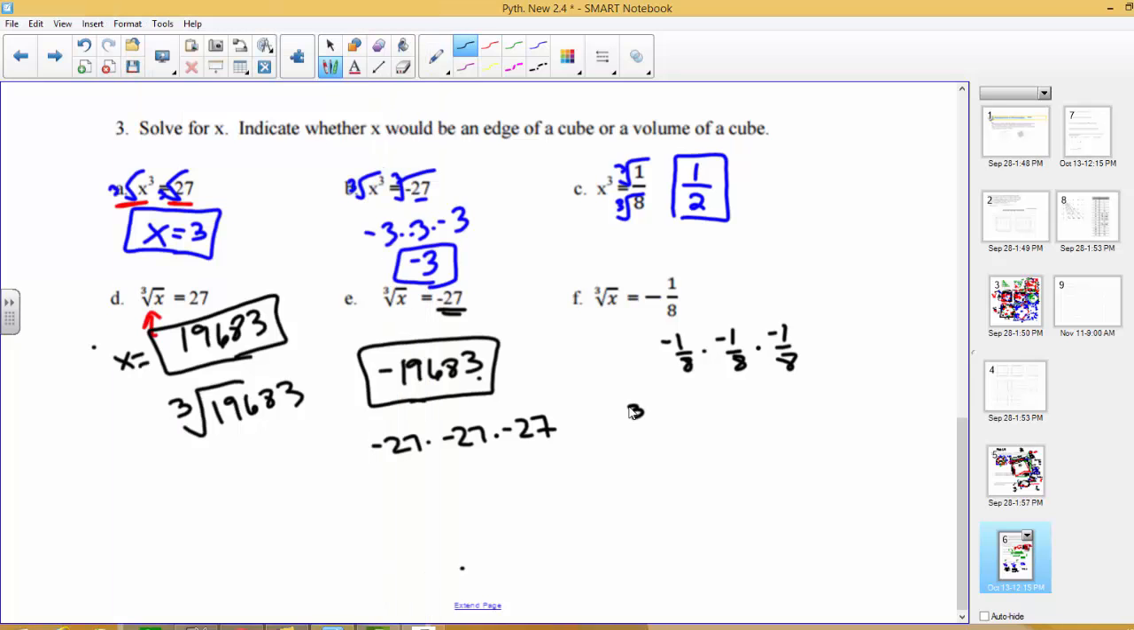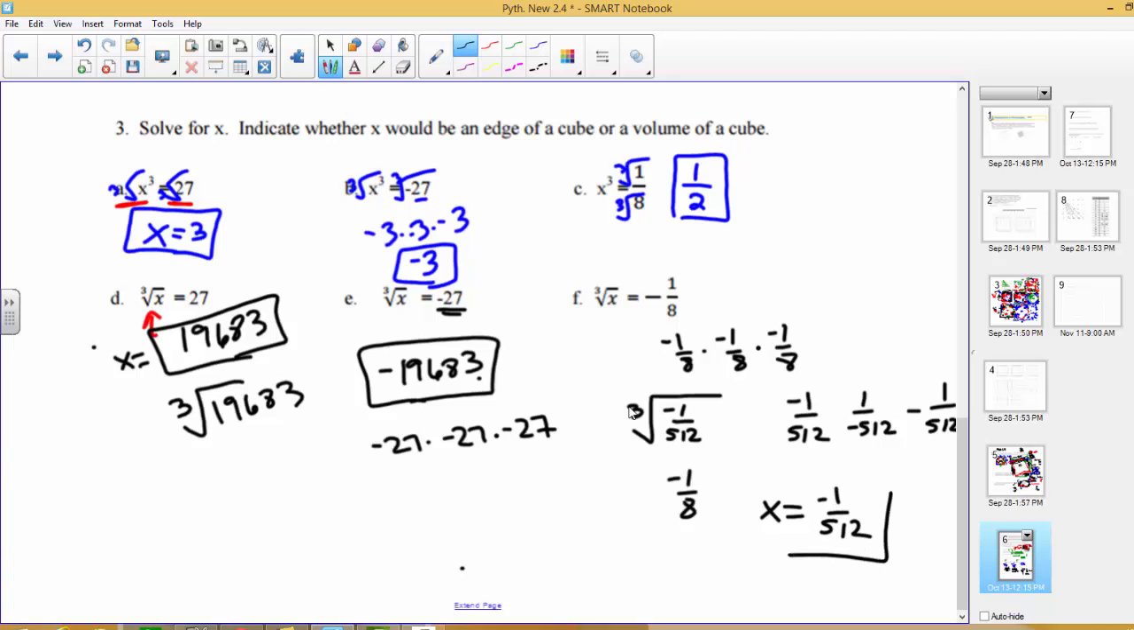So the cube root of negative 1 over 512, remember if there's one negative, the whole fraction's negative. Negative 1 over 512 is the same as 1 over negative 512. That's the same as negative 1 over 512. So all those are the same. So the cube root of negative 1 over 512 is negative 1/8. So the answer is x equals negative 1 over 512.